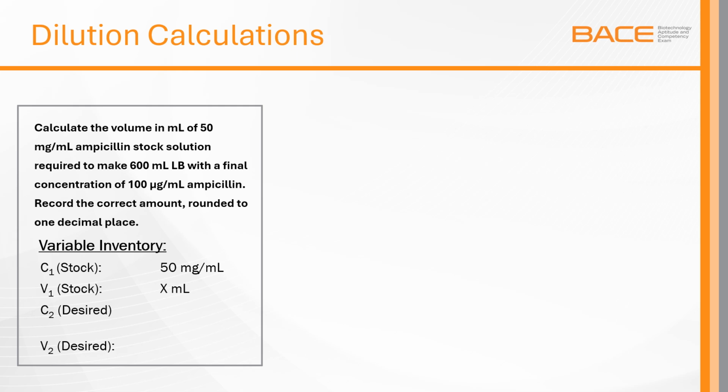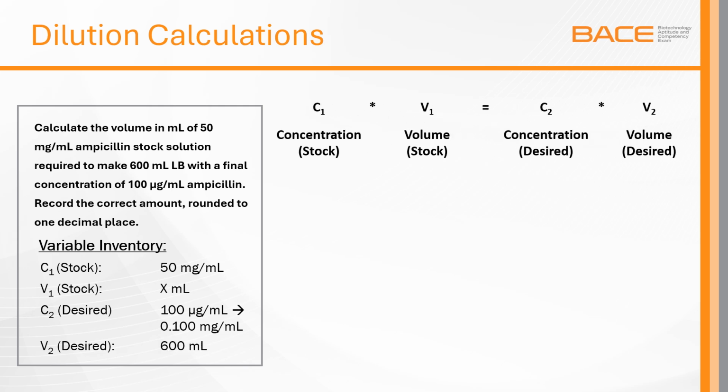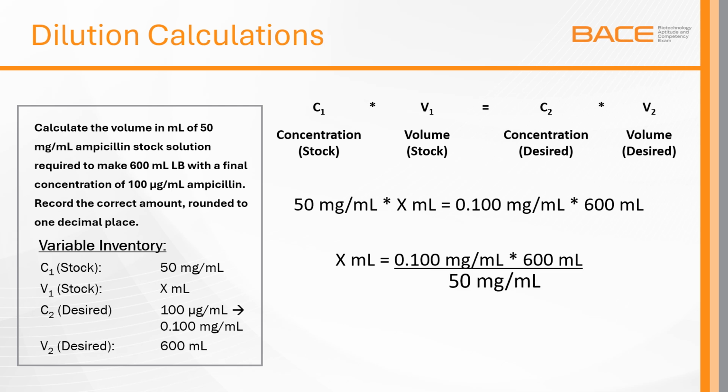Record our variables. C1 is our 50 mg per ml stock concentration. V1 is our unknown. C2 is the desired concentration in micrograms per ml, which we convert to milligrams per ml. And finally, the desired volume is 600 ml. Plugging in our variables to the C1 times V1 equals C2 times V2 equation and moving it around to solve for V1, we get our answer, 1.2 ml of the concentrated ampicillin stock.